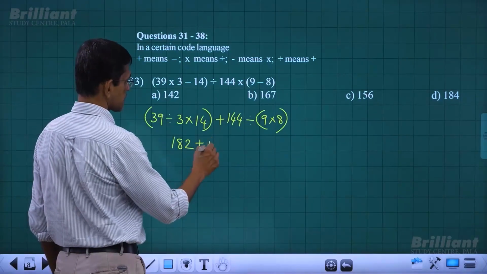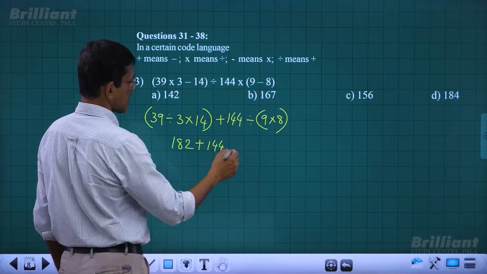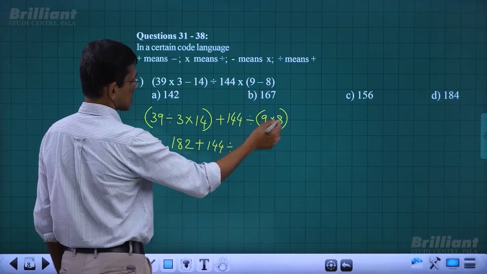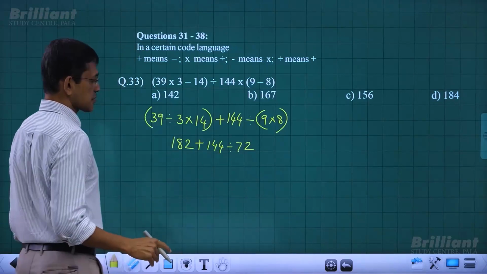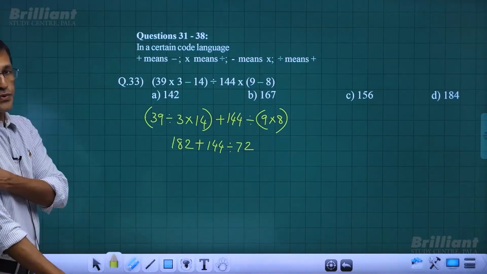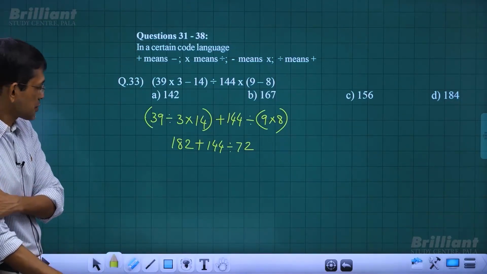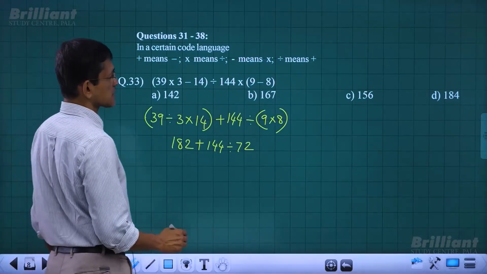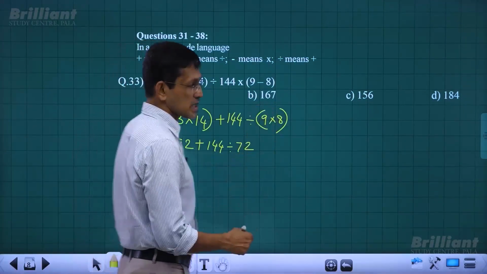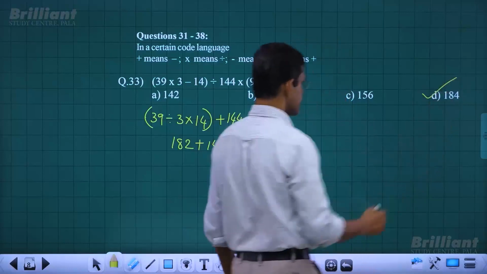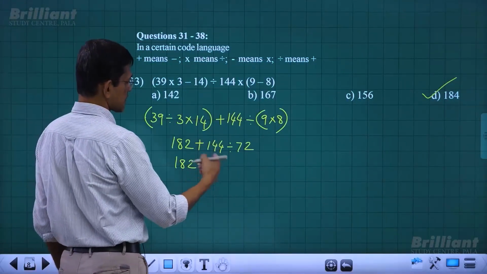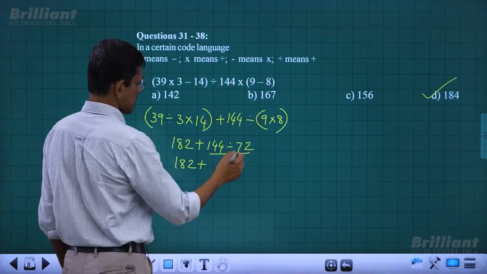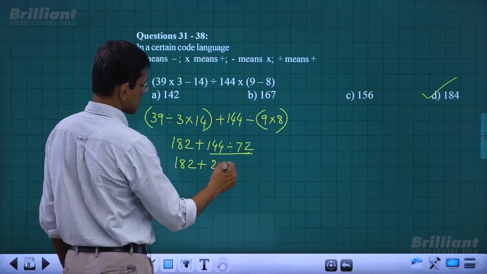Plus 144 divided by, how much is that? 9 into 8, 72. 144 divided by 72, how much is that? It must be 2. 182 plus 2, 184. So the answer right there, 184. So this is 182 plus 144 by 72, what do you get? 2. So 184.